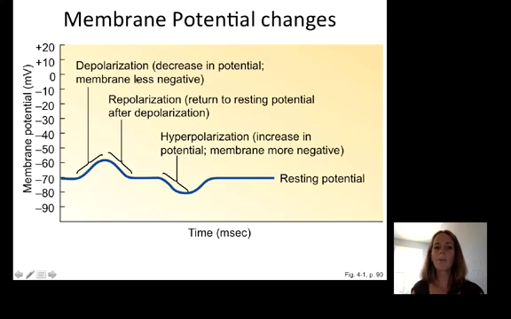Now we can have a couple of ways to change membrane potential. These are just small changes in membrane potential. So if we start at -70 and we go up away from rest, then we call that depolarization. Then we repolarize back down to rest. If we go further down away from rest, that's hyperpolarization. And then back to resting potential.